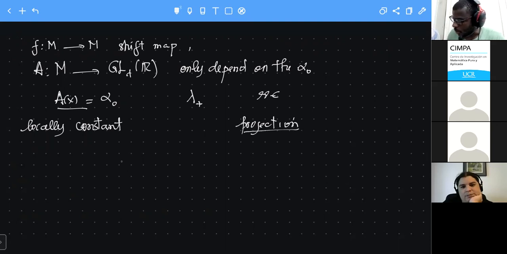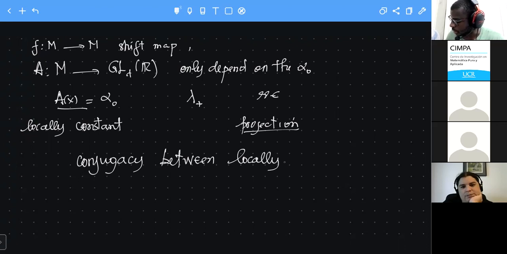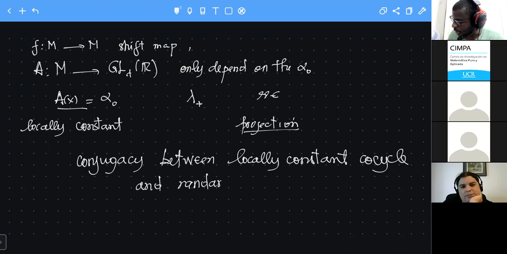So there is always a conjugacy between, and this is a very particular type of cocycle, locally constant cocycles and the random product of matrices case.